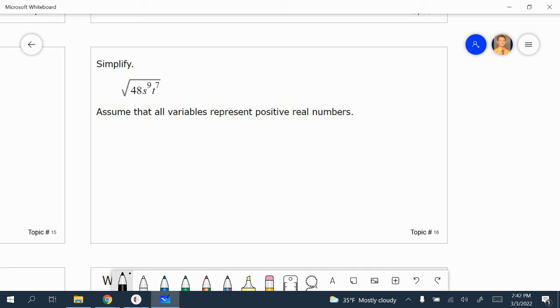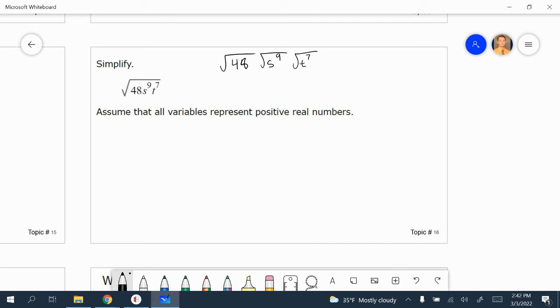Topic number 16, we've got a square root shown here. I'm going to have to separate this. I'm going to do it the long way here, but I know that I can separate it into the square root of 48, the square root of s to the 9th power. That's supposed to be a 9. Let me rewrite that. And then the square root of t to the 7th power.